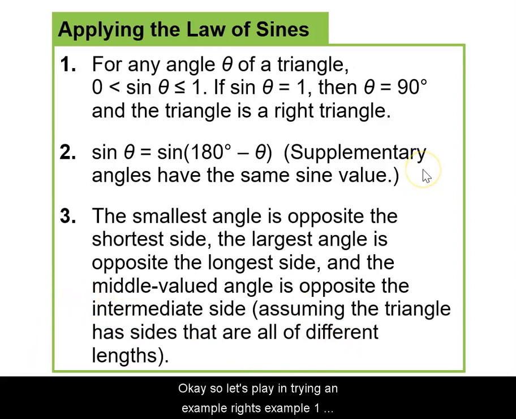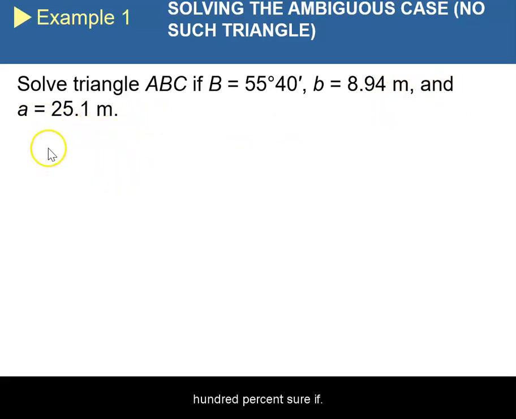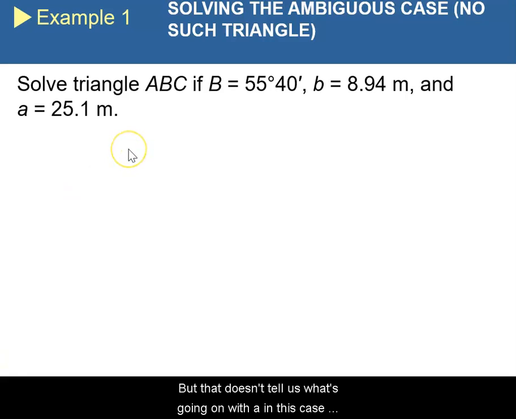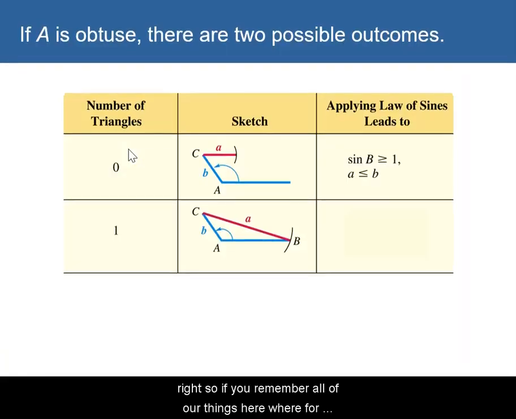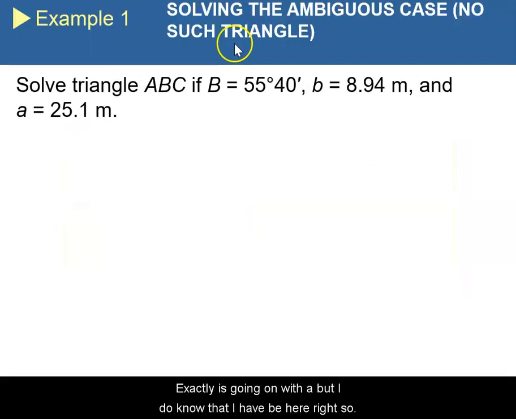Okay, so let's go ahead and try an example. Example 1: solve the triangle ABC if B is 55 degrees, 40 minutes. Side b is 8.94 meters and side a is 25.1 meters. So again, we're not really 100% sure what the case is. Here our angle B is acute, but that doesn't tell us what's going on with A. If you remember, all of our cases here were about what's going on with A. Is A obtuse or acute?